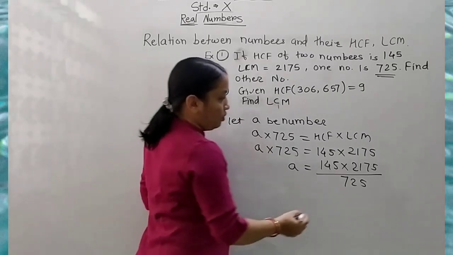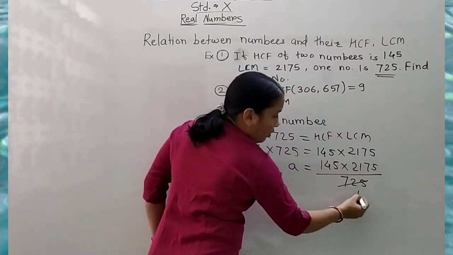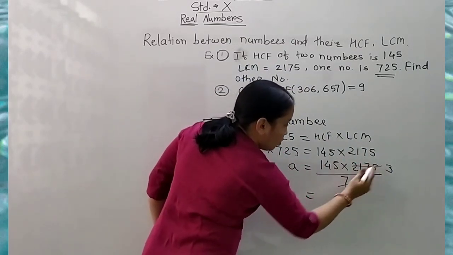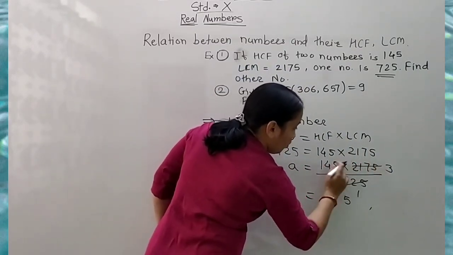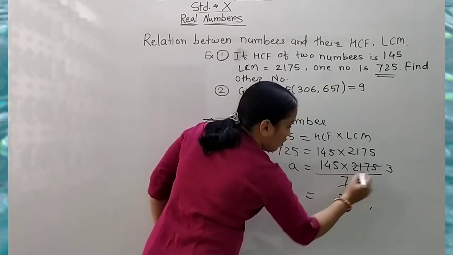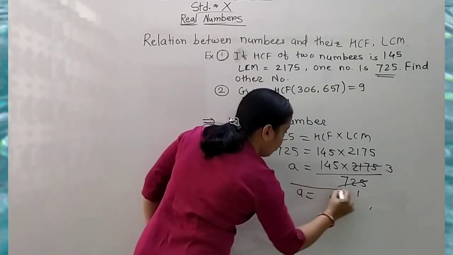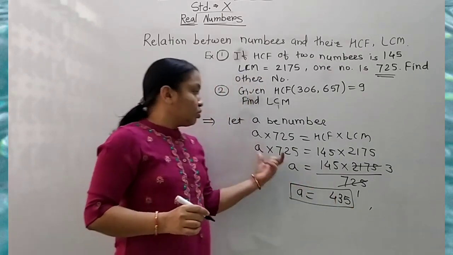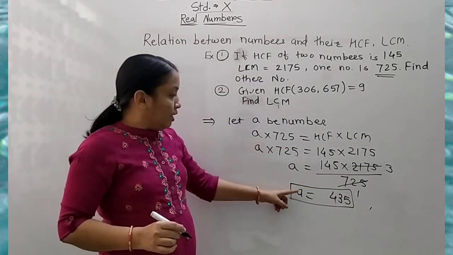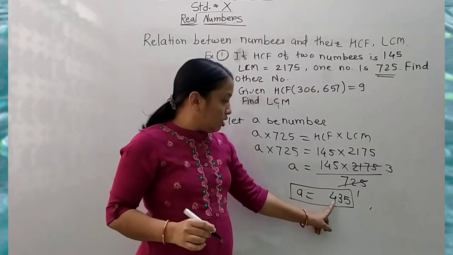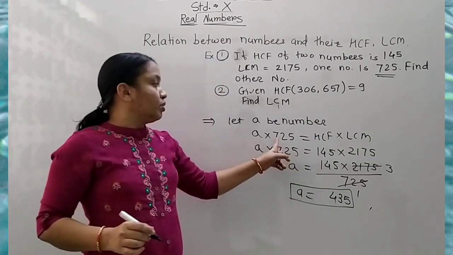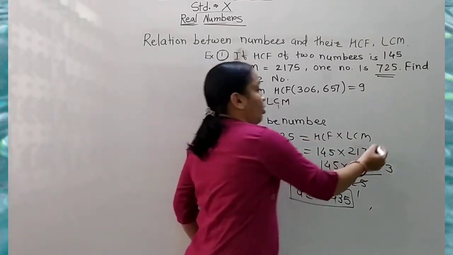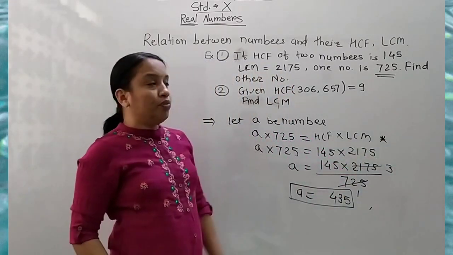Now if you do the calculation, 725 times 3 is 2175, so cancel that, and multiply 145 by 3. Therefore, the other number is 435. So the product of these two numbers, 435 into 725, is equal to HCF into LCM. You have to always write this relation for solving this type of question.